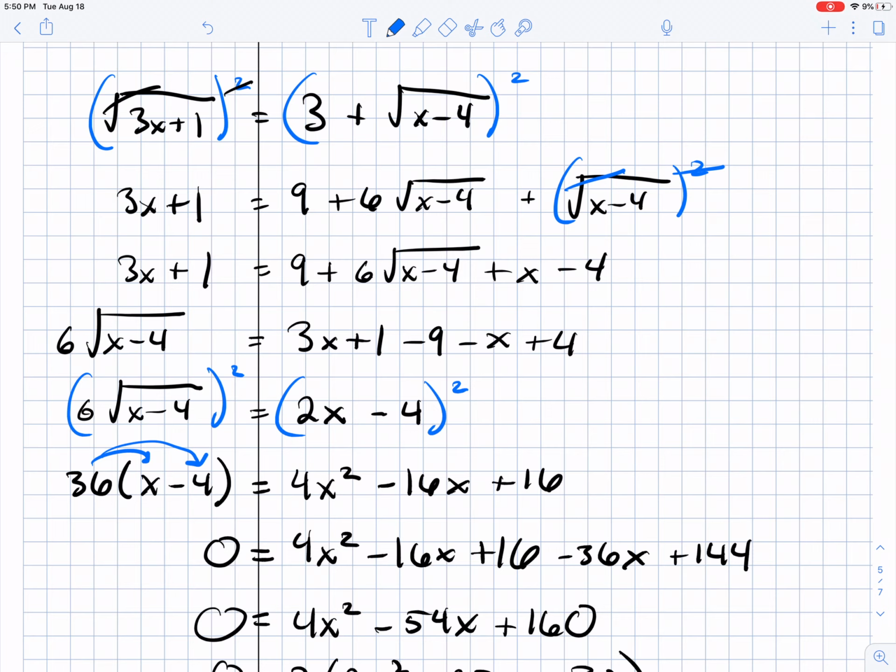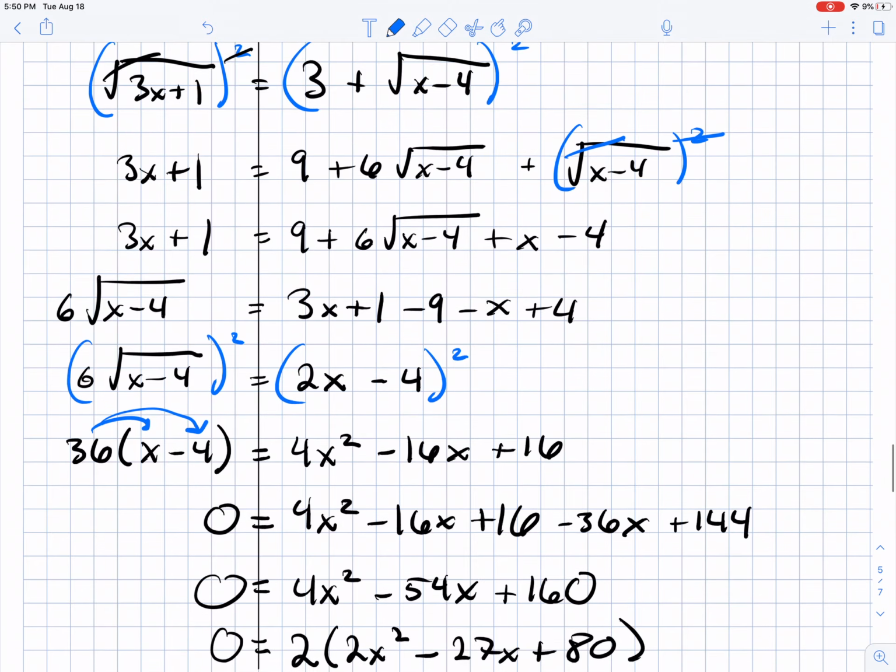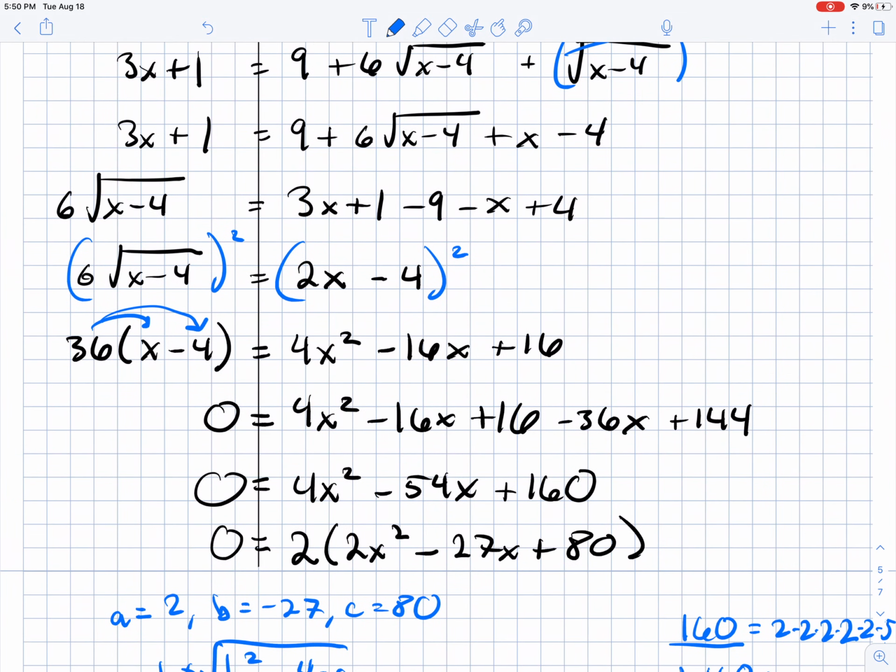We square both sides. That's a 36. That's gone. 3x minus 1 is 2x. That's a negative 8. That's a negative 4. 3 minus 1 is 2. That's going to become 4x squared. 4 times 4 is 16x, and then plus 16. At that stage, let me see.